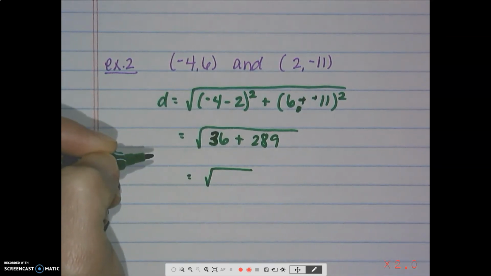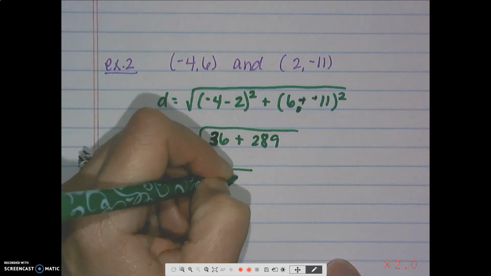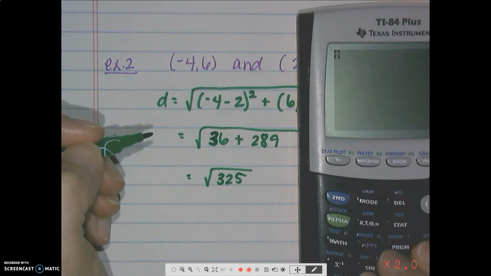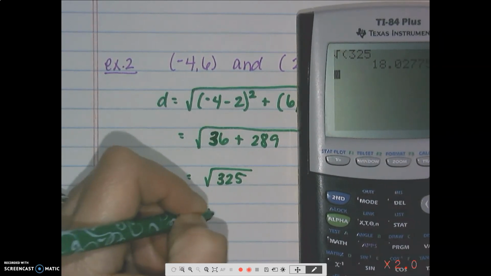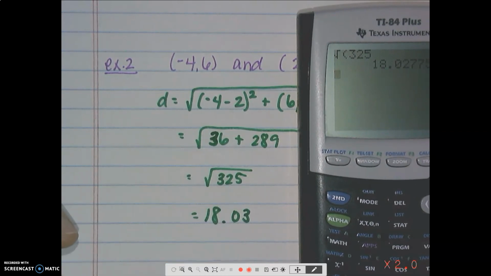And 289 plus 36, we're going to be taking the square root of 325. So we're going to take the square root of 325 and get 18.03 as the distance between those. Again, that's 7, rounds that 2 up.